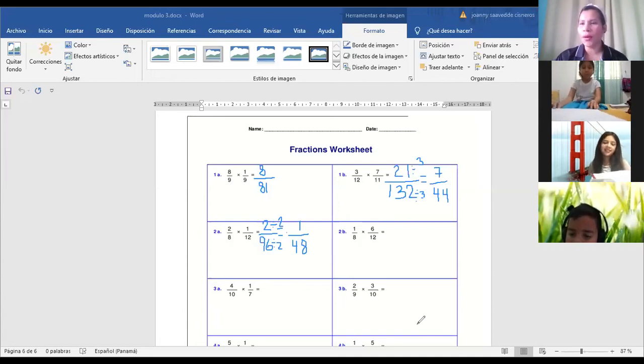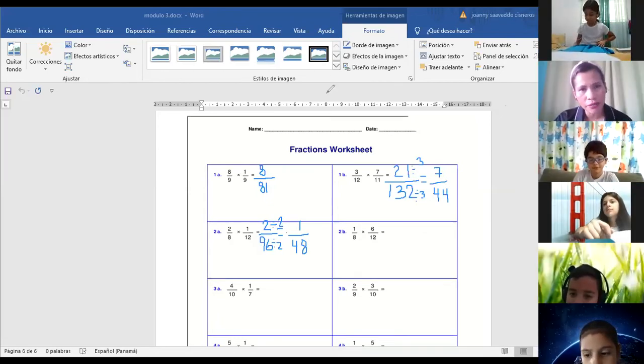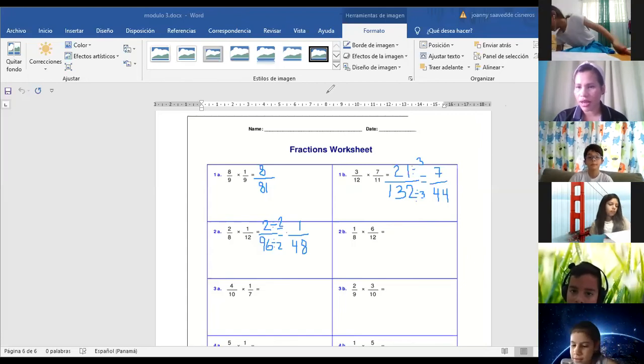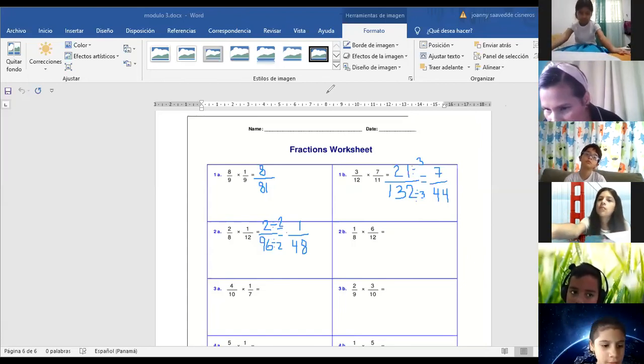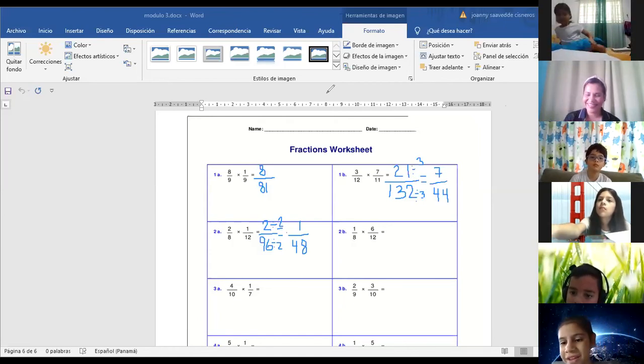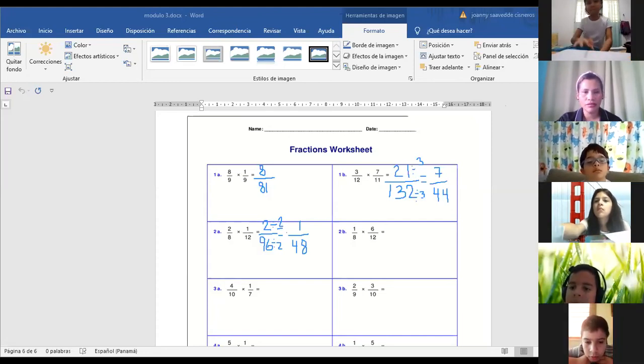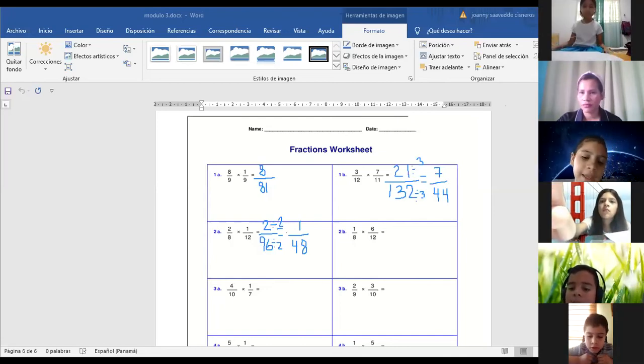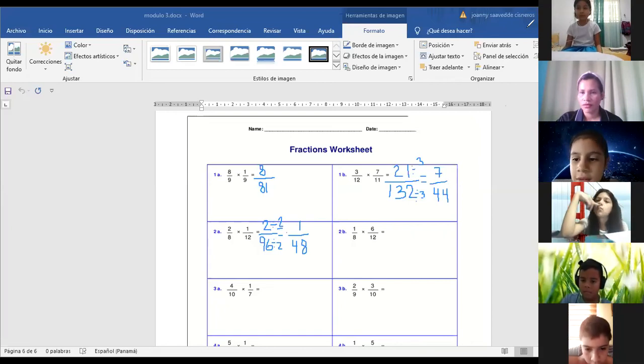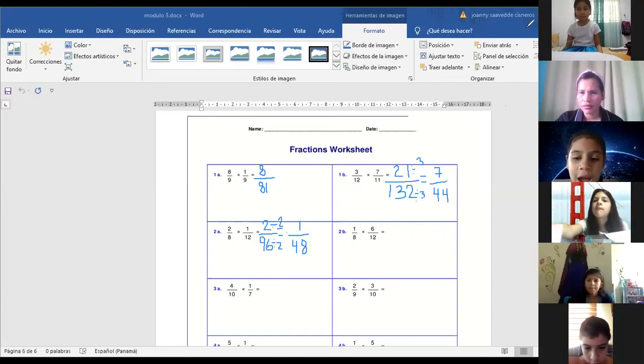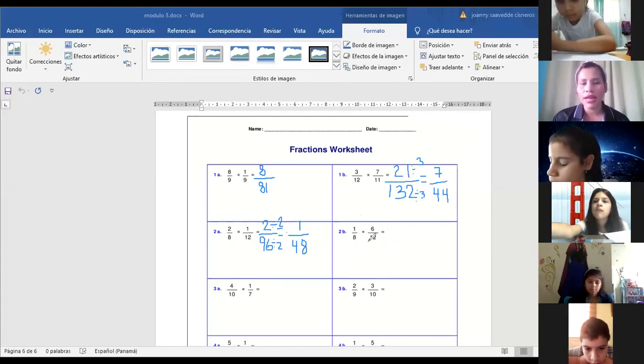Let's continue with 2B. And this one is going to be for Alessandra. Alessandra, are you there? Alessandra, I can see you, but I can't hear you. Yes, Alessandra? To multiply the 1 with the 6. Yes, thank you, Alessandra. We are in 2B, and we have to multiply 1 times 6 and 8 times 12.